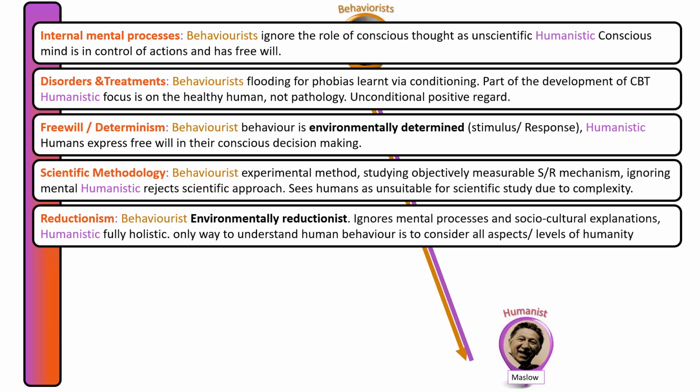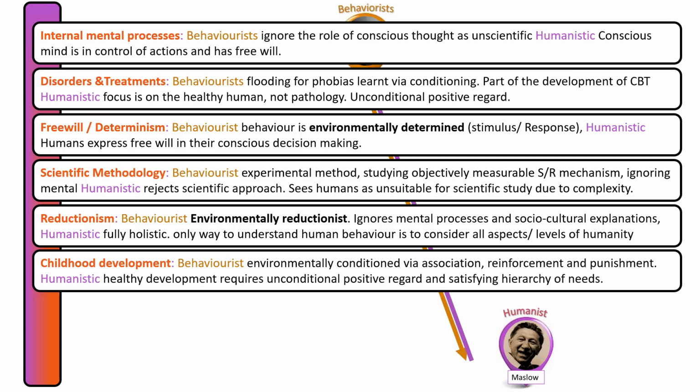When it comes to childhood development, though, behaviourism suggests that we're environmentally conditioned through processes of association, reinforcement and punishment. The humanistic view on the healthy development of children is that children need unconditional positive regard and need to focus on satisfying their hierarchy of needs in order to reach self-actualization.